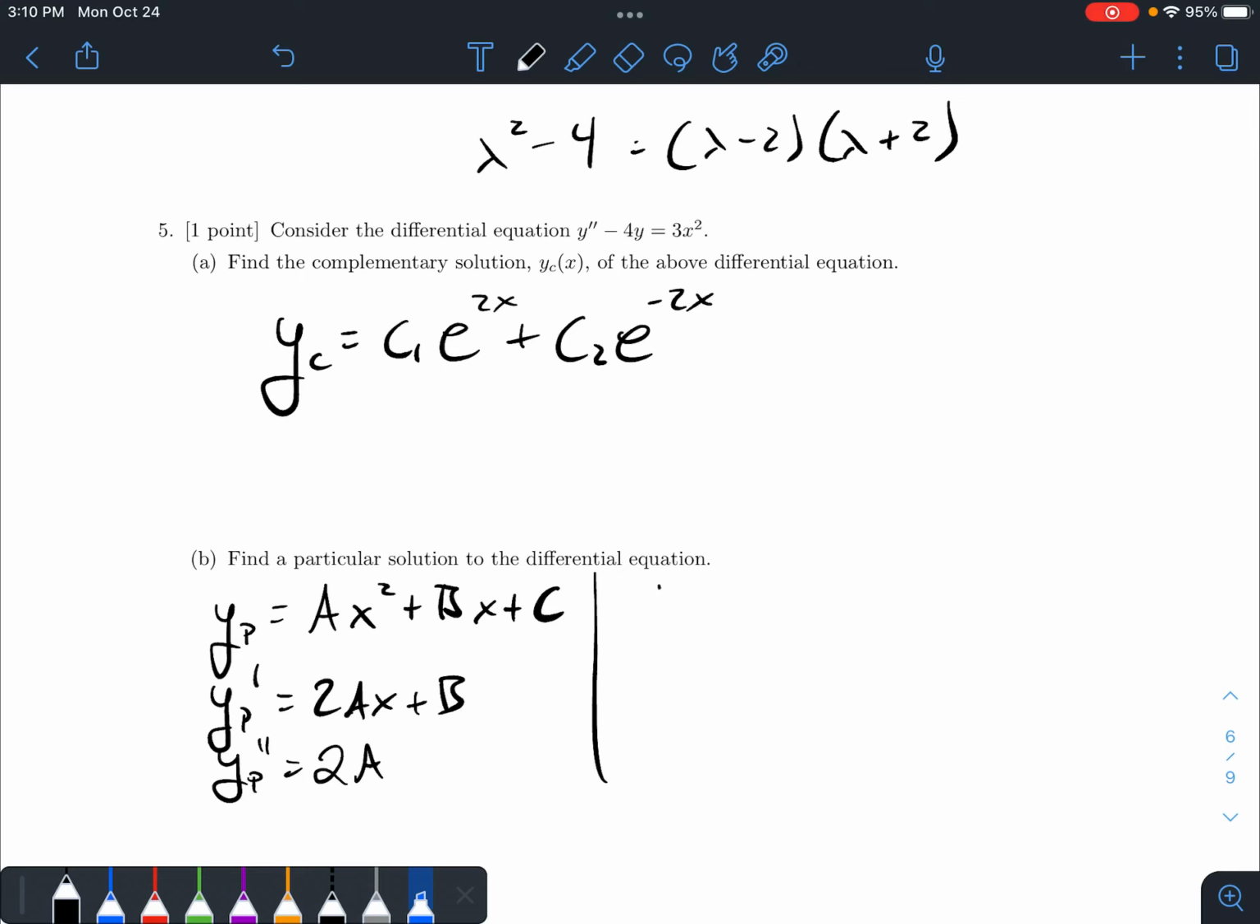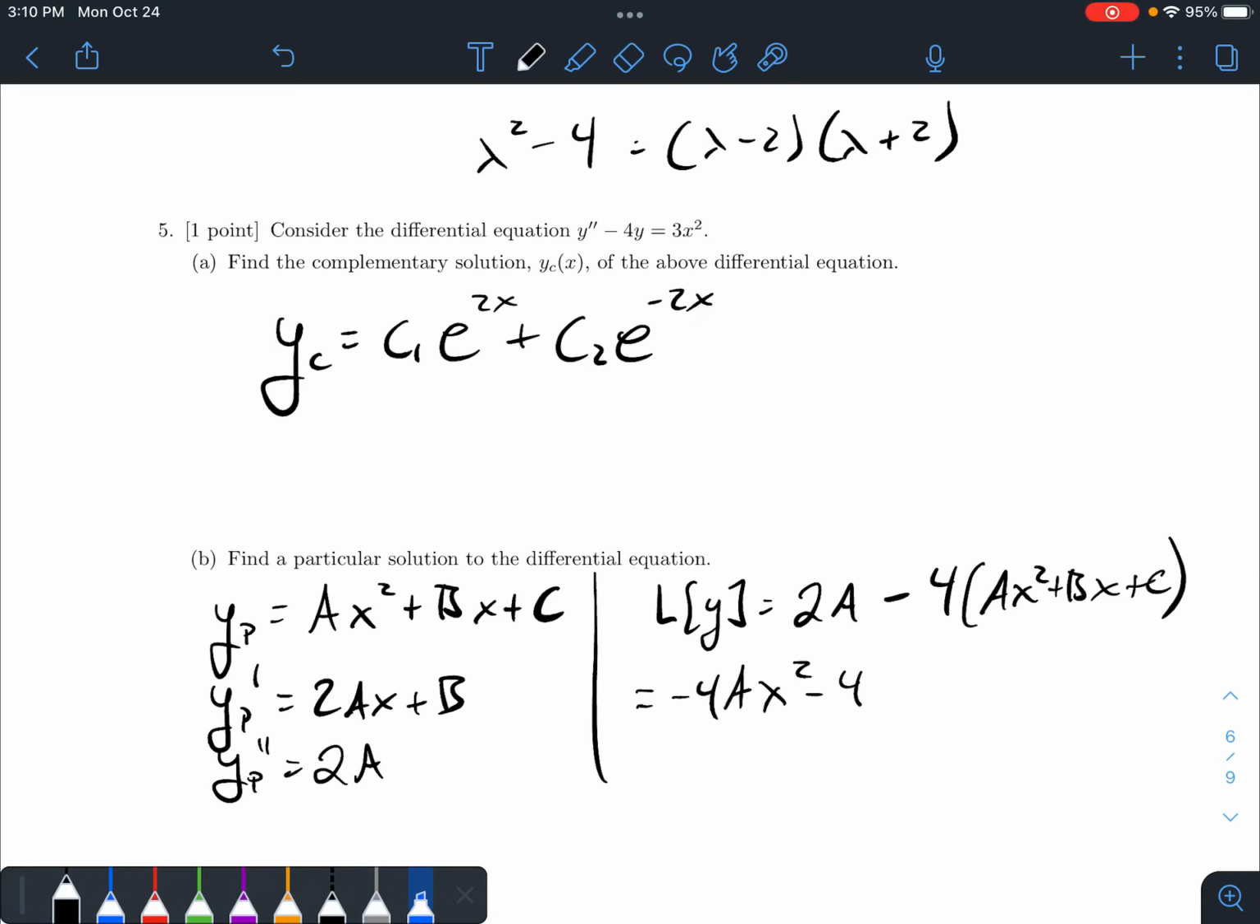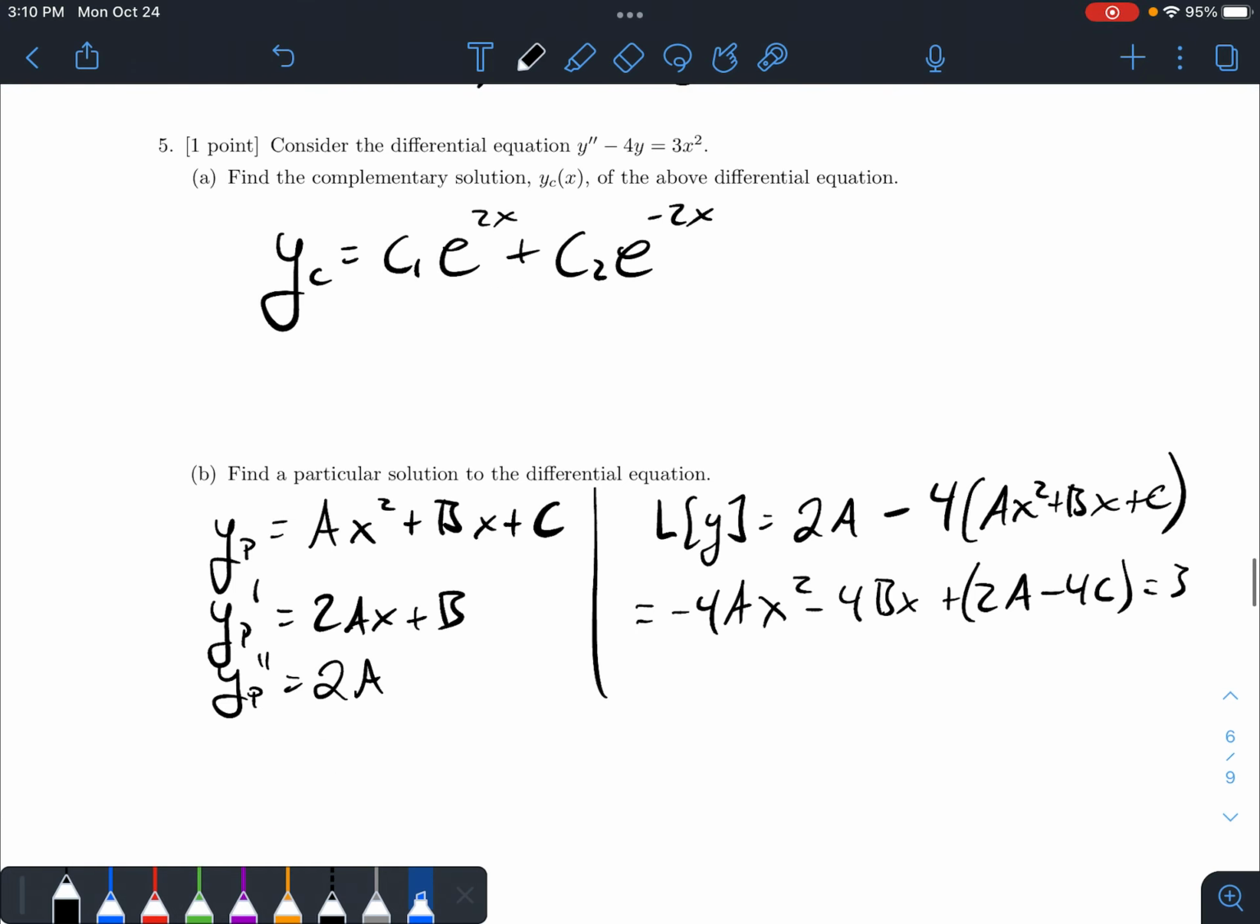So plugging into our left-hand side, which is L of y, I'm just going to use that notation from 4.1 that we talked about. So this is y double prime, just 2a, minus 4 times y, and so I can simplify this. So this is negative 4a x squared minus 4bx plus 2a minus 4c, which equals 3x squared. All right.